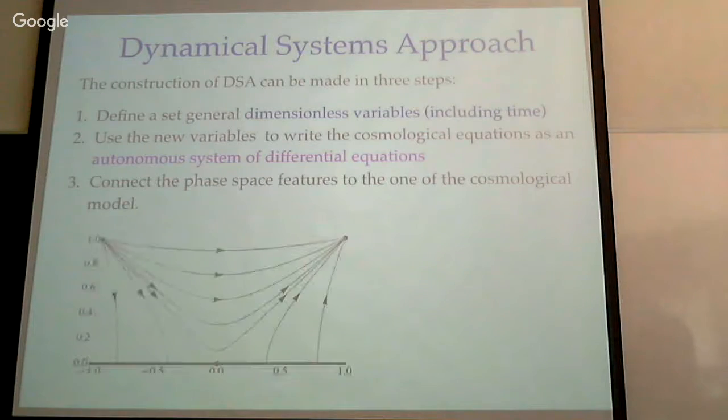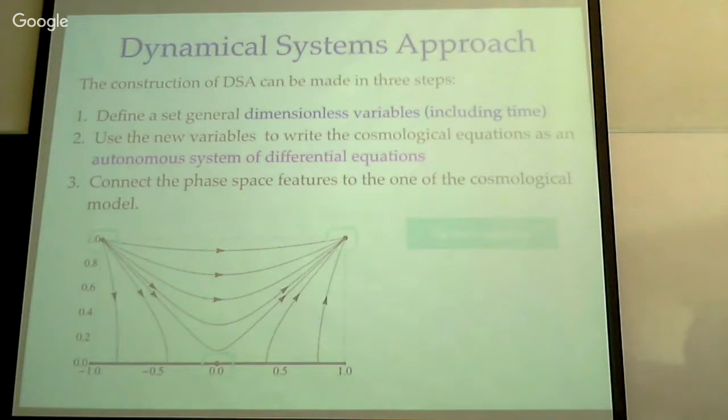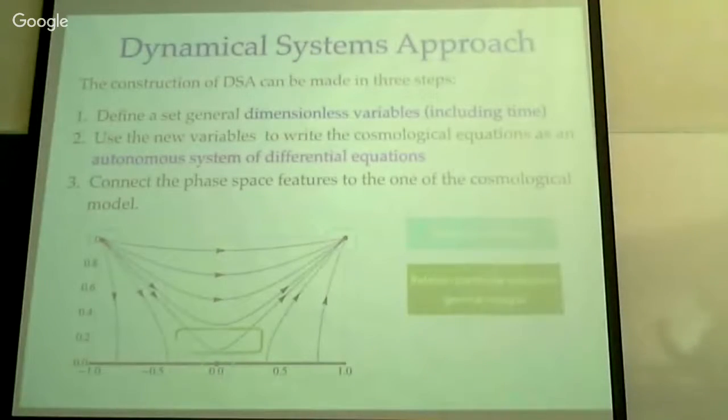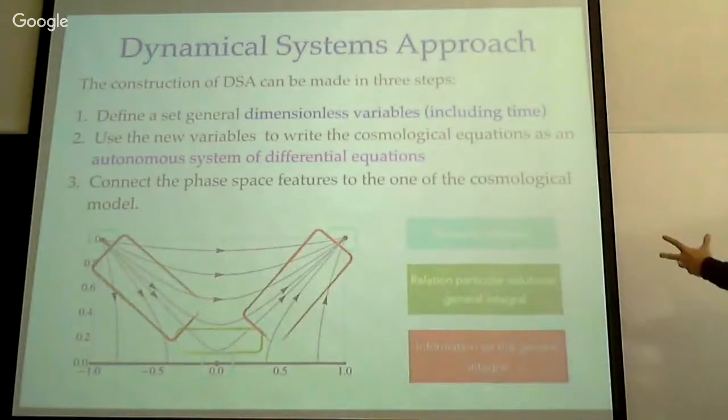In particular, what you have is that in phase space, a fixed point will be a particular solution, essentially. The stability of the fixed point will be the relation between the particular solution, the particular cosmological solution, and the general integral. And then you can infer from the general flow information on how the general integral is going to work.